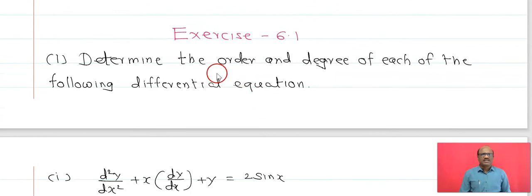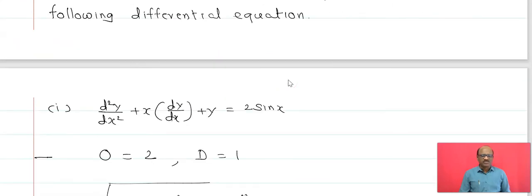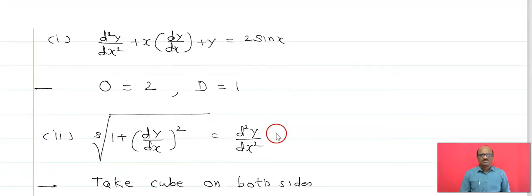Now let us start exercise 6.1. Determine the order and the degree of the following differential equations. The first is d2y upon dx square plus x into dy by dx plus y equals 2 sin x. Here the highest order of this differential equation is 2, therefore order is 2. And what is the degree of this order 2? Its index is 1, and therefore its degree is 1.